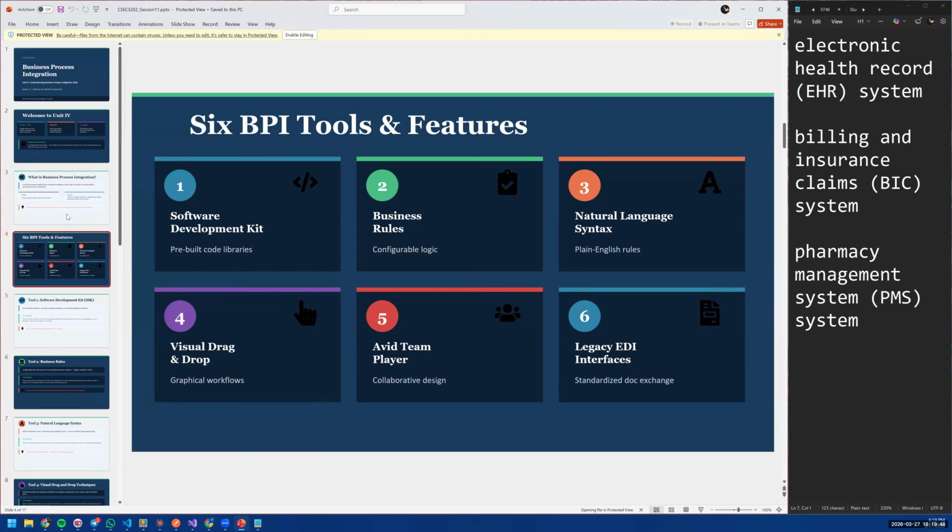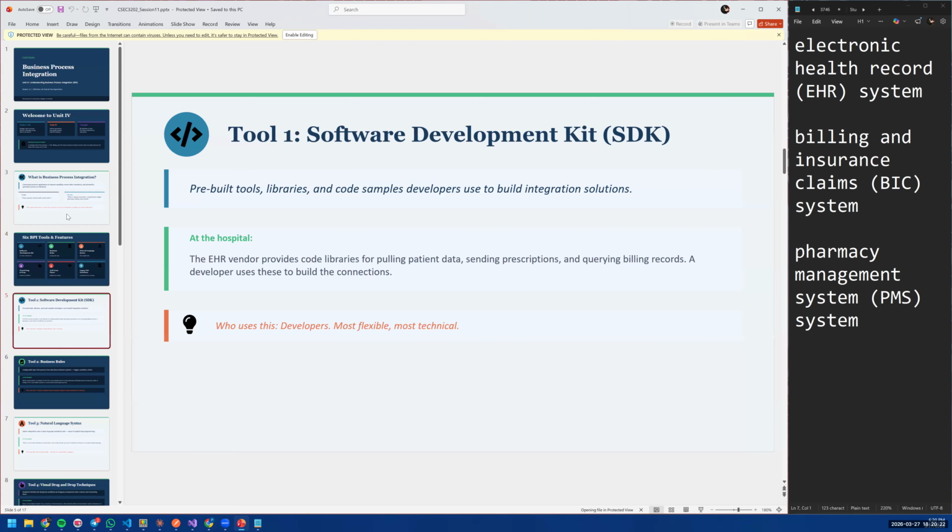And when I say these tools, BPI tools, we can think of them as platforms or, like I said, tools that we can use to actually implement the business logic or to have the system do what it's supposed to. It's supposed to let the system know how the data is supposed to flow, right? And we have six tools that we're going to be looking at. So like I said, starting on the extreme end of the spectrum, we're going to be looking at the SDK or the software development kit. Oh, okay. The software development kit.